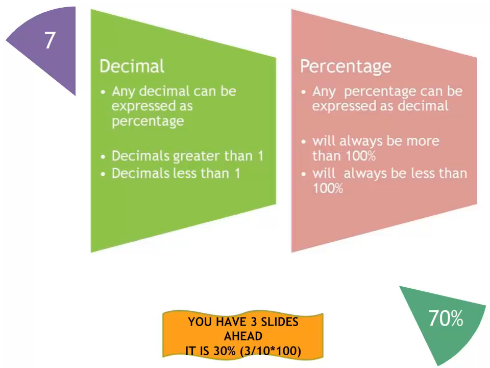Now let's see what these two charts have to say. Any decimal can be expressed as a percentage and any percentage can be expressed as a decimal. Decimals that are greater than 1 will always be more than 100%, and decimals that are less than 1 will always be less than 100%.